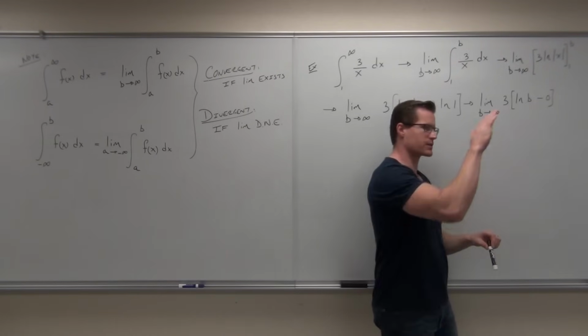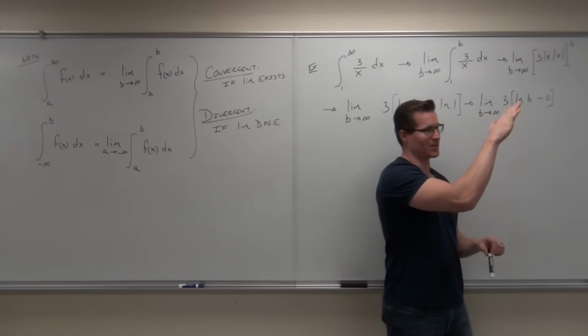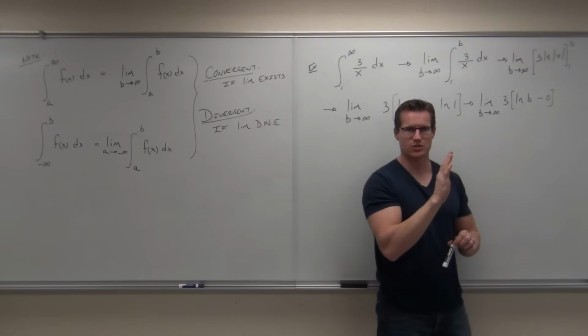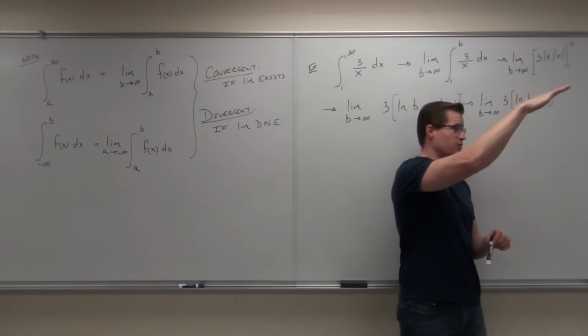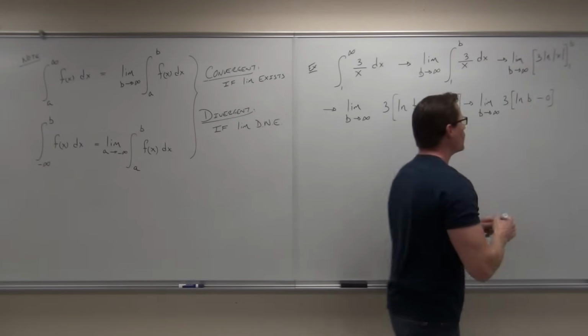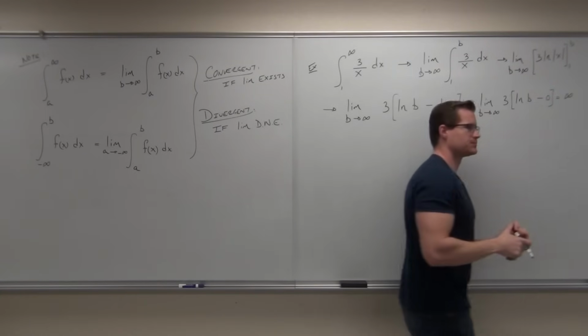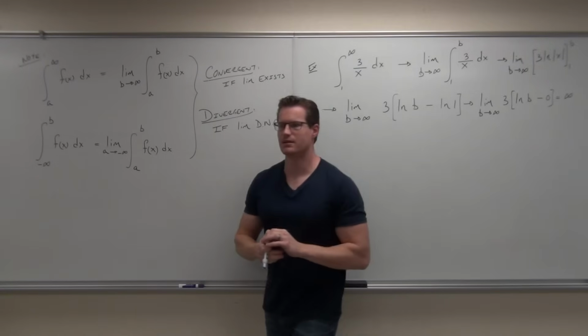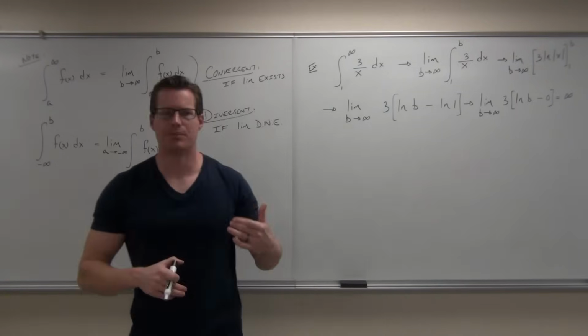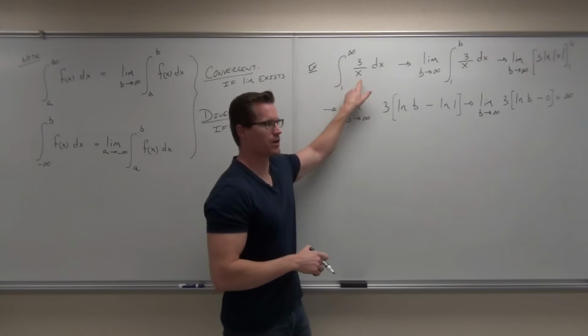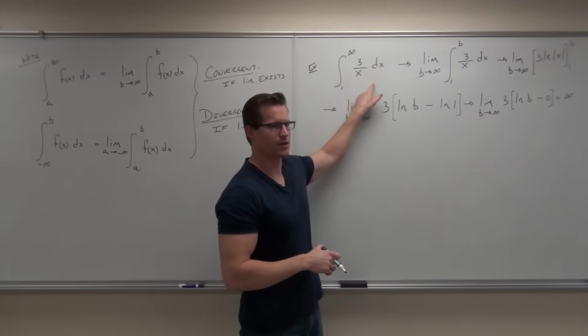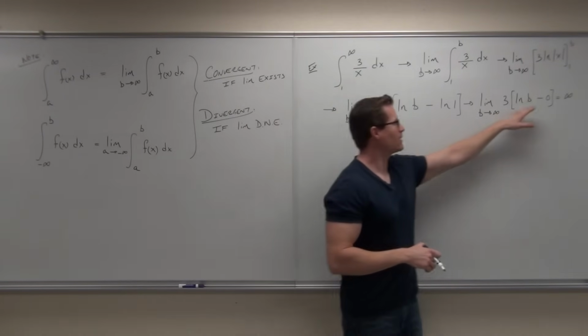ln goes like this. Remember ln? I hope you remember ln. It goes to negative infinity as we approach 0 from the right, and goes to infinity as we approach infinity. It's always increasing. What that means is that this is infinity. Tell me something about this integral. Is it convergent or is it divergent? Divergent.